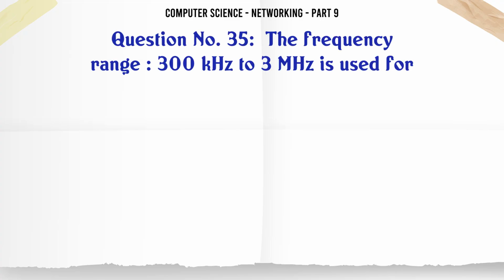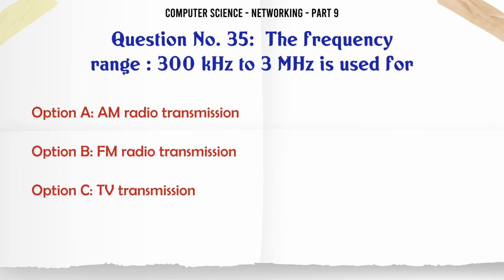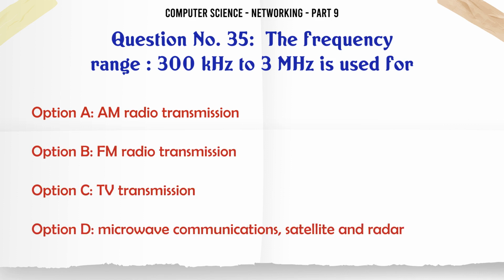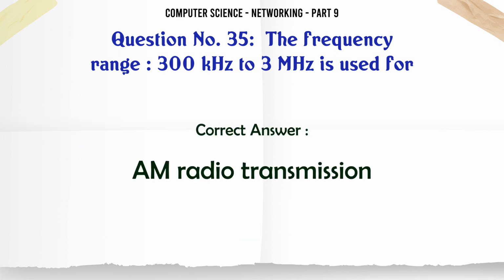The frequency range 300 kHz to 3 MHz is used for A. AM radio transmission, B. FM radio transmission, C. TV transmission, D. Microwave communications satellite and radar. The correct answer is AM radio transmission.